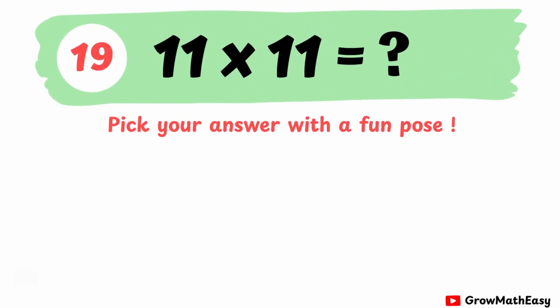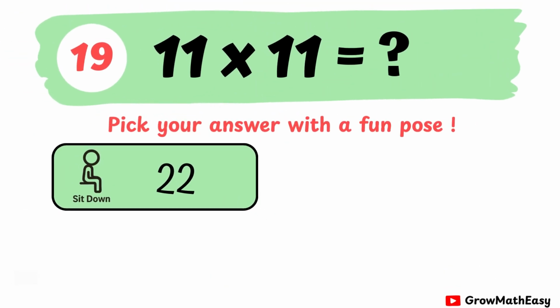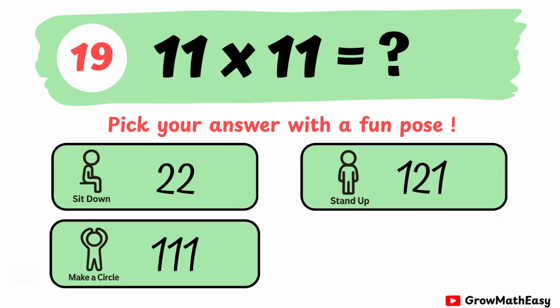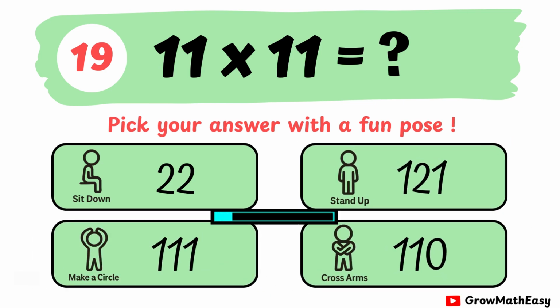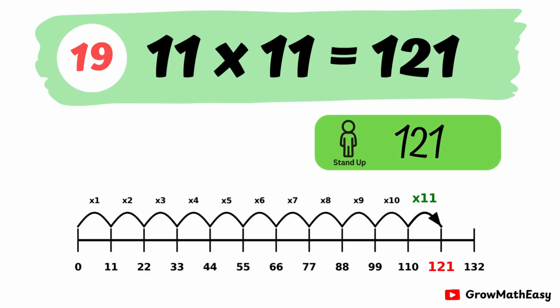What is 11 times 11? 121. Stand up. 11 times 11 is 121. You can see the multiples of 11 on the number line.